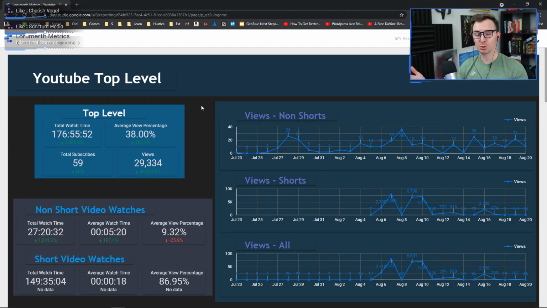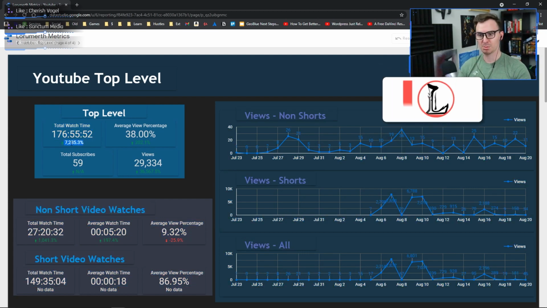So here's the graphs. What you're looking at the very top is what I like to call a top-level view of what happened. So in the last 2 weeks from July 23rd, we had about 176 hours of watch time. That's great. As you can see, it's a massive uptick. We went from not posting to posting every day for 2 weeks.